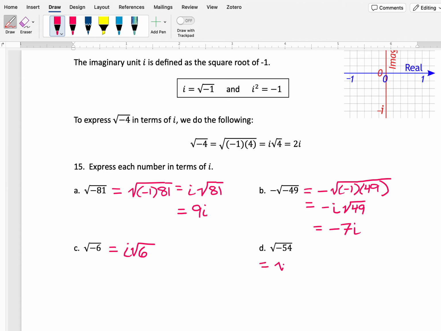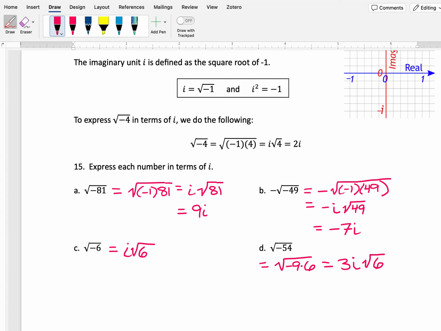because I know 54 is 9 times 6. So 54, that can be simplified. So what I can do here is a couple of things. I know that the square root of 9 is 3. The negative sign here is also going to become the i on the outside of the square root. What's left under the square root is a 6.